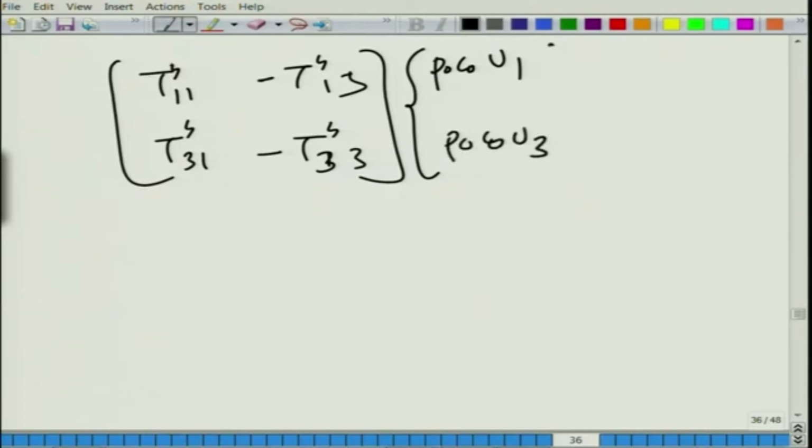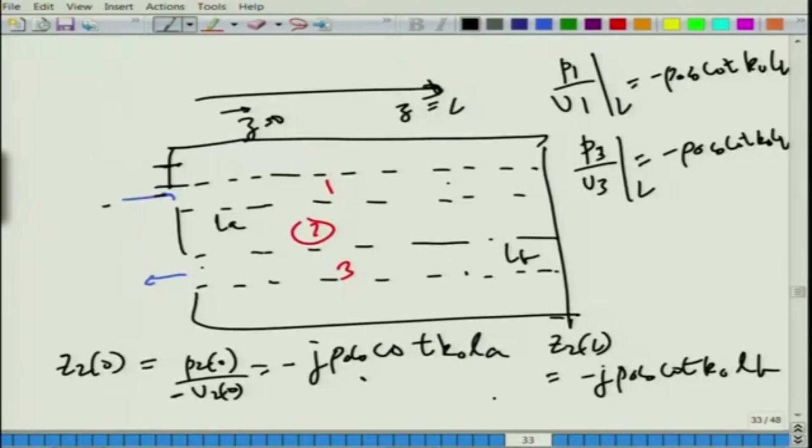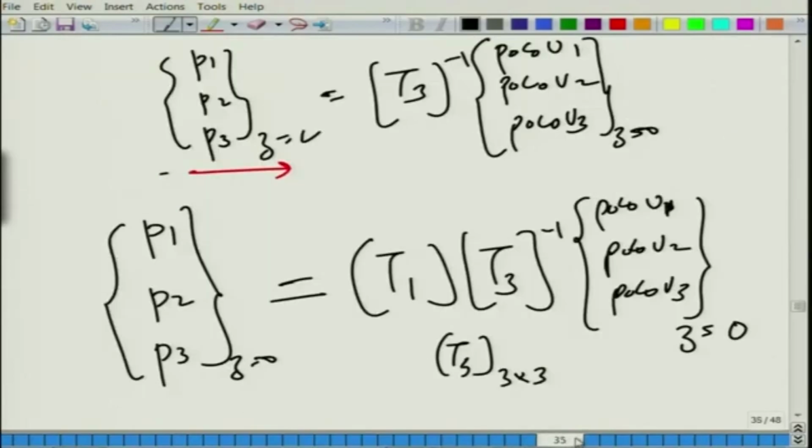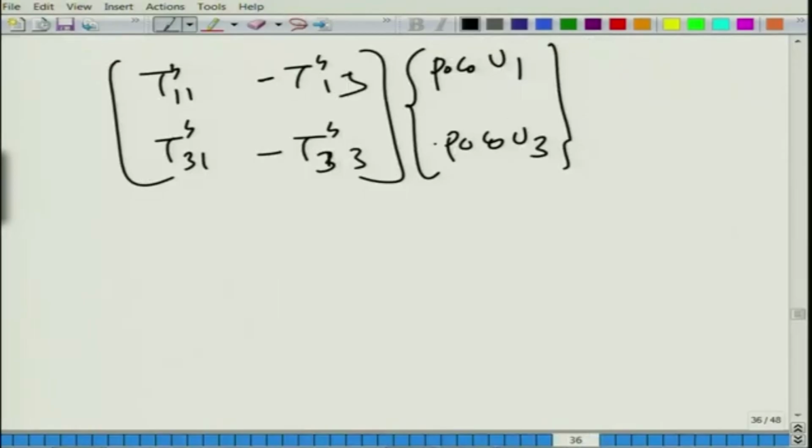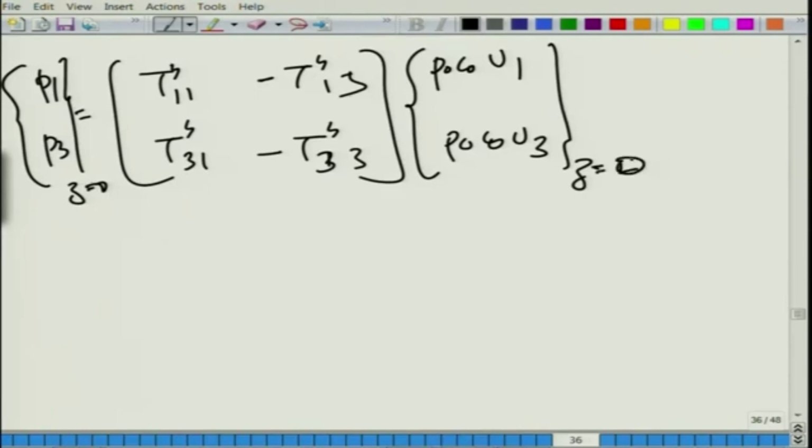Now, this is minus because originally, for this configuration, when we derived the transfer matrix, the velocity was in this direction. But now we have to take the velocity for the outlet in the direction going out of the duct. So, you have to multiply this with minus. Once you multiply with minus and take things inside, this will become your P 1, P 3, and you will get this kind of a thing relating things at z is equal to 0 to z is equal to 0. Okay.